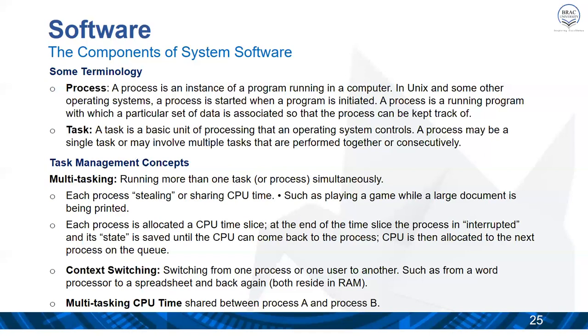Another concept is context switching. The switching from one process to another, such as from a word processor to a spreadsheet and back again, both residing in RAM, is like this. Multitasking: CPU time is shared between the two processes A and B for this case. So if you consider the document printing as process A and the gameplay process as process B, then the CPU time will be shared between process A and B.